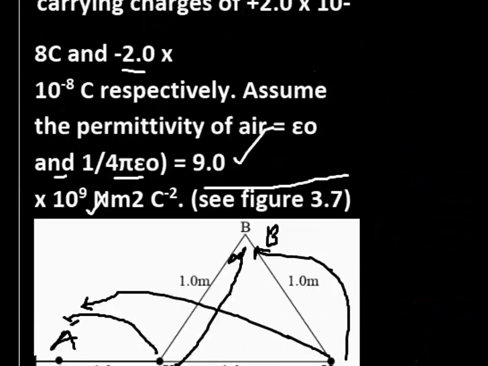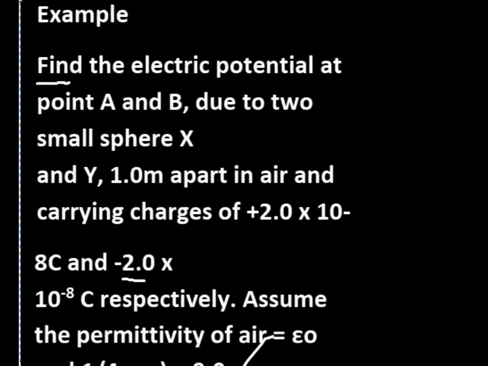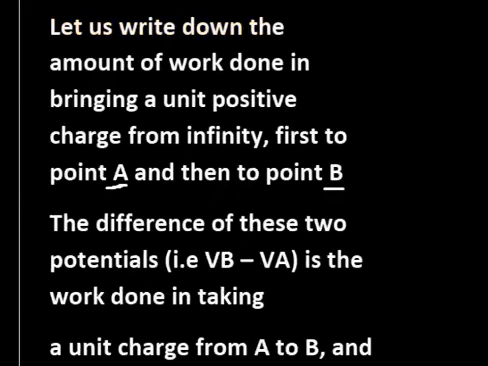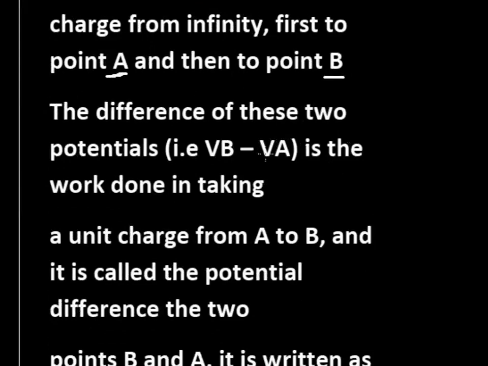What we are going to be looking at now is electric potential difference. Here we go. Now let us write down the amount of work done in bringing a unit positive charge from infinity first to a point A, and then you move to point B. So that's potential at point A and potential at point B. The difference of these two potentials, difference in mathematics is minus.